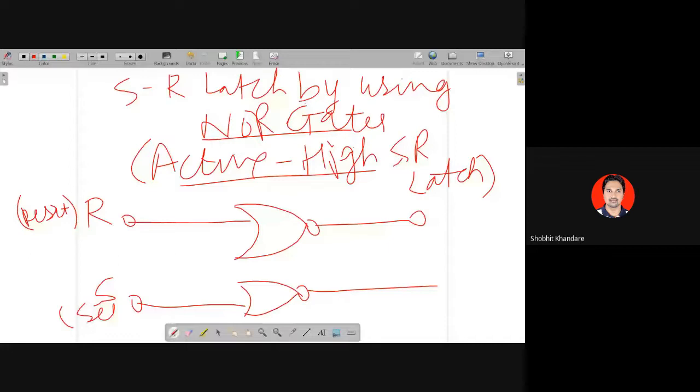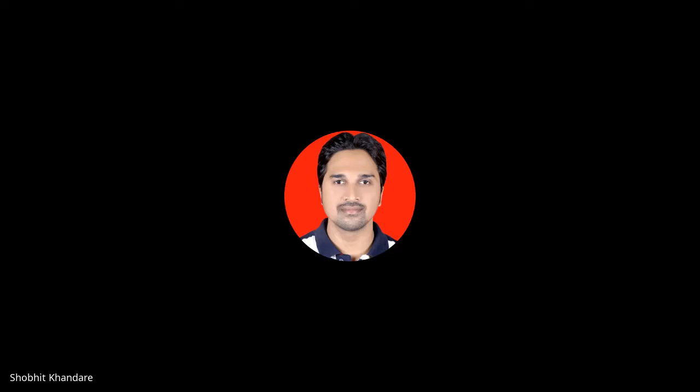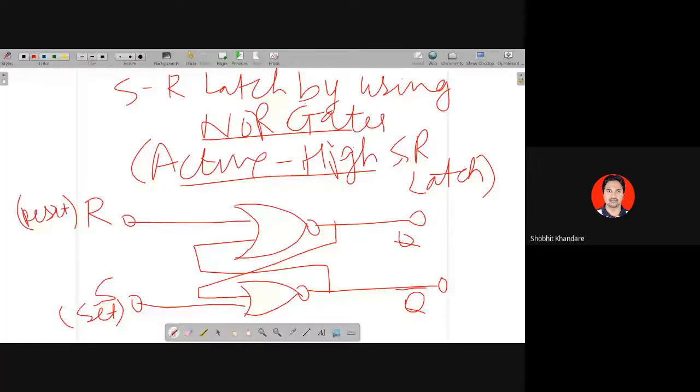And the output of this is crisscrossed to the input, and the output of this is again crisscrossed and it is given to this. You will have Q, and here you will have Q bar. I will draw it properly. So here you have Q, and at the bottom you will have Q bar. So this is active high SR latch using NOR gate.